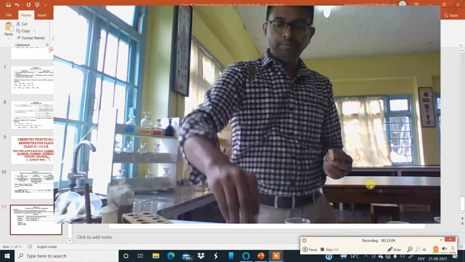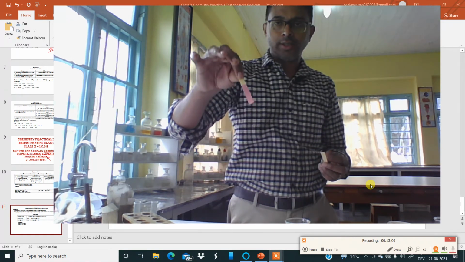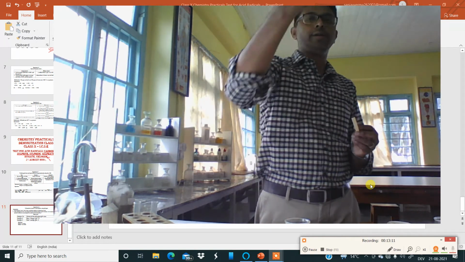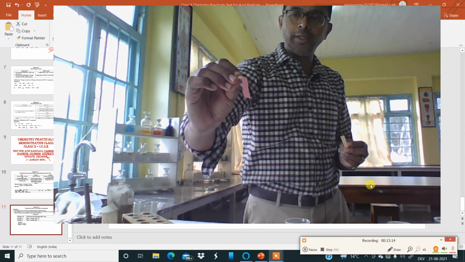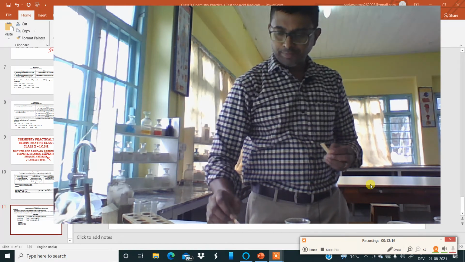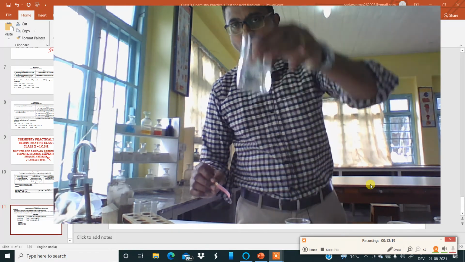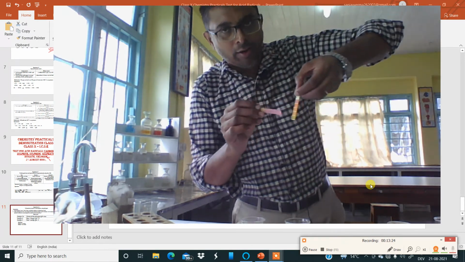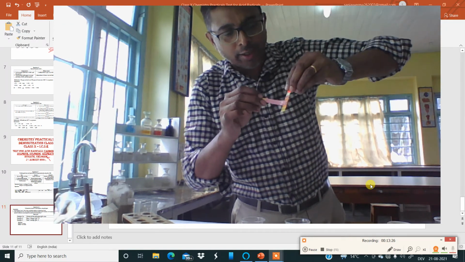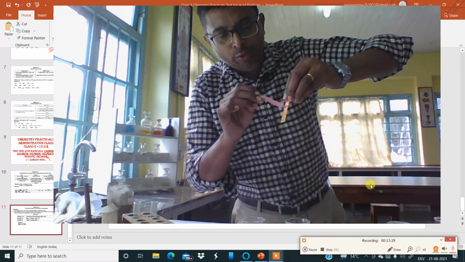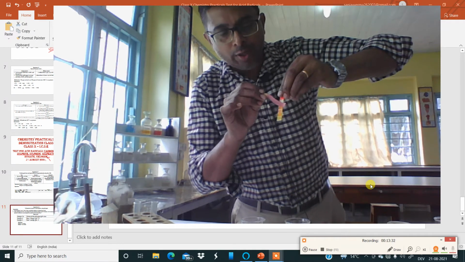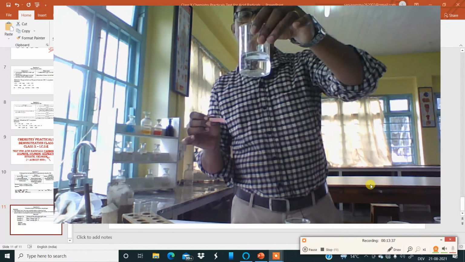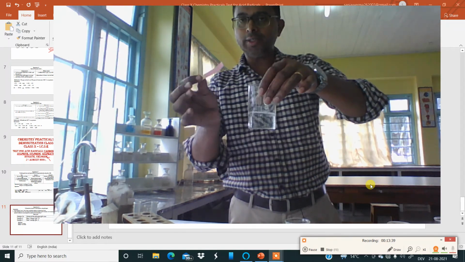I dipped in one of them and look at the color change. It has become red. It has turned red. So this solution has turned the pH paper red, which means we have to match this red color on this scale over here. If I see, it is somewhere between 1 and 3, which means this beaker containing this sample solution is acidic in nature. It is acidic.